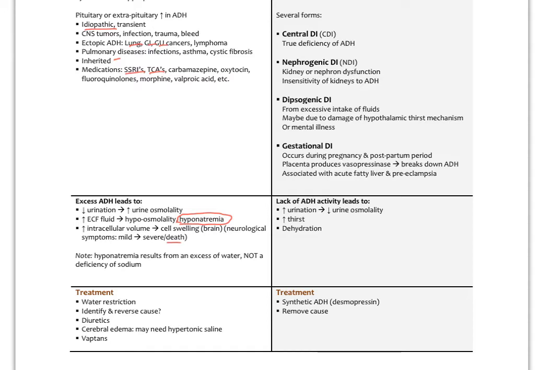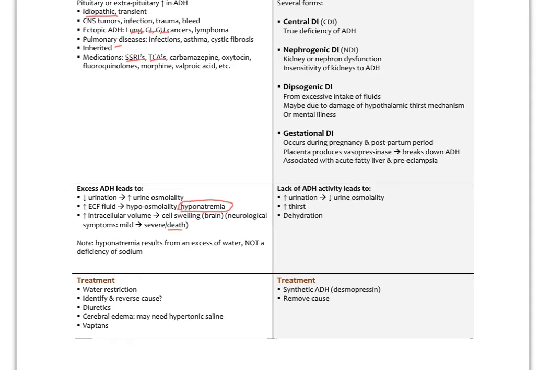The treatment for SIADH primarily is water restriction, so you don't let the patient drink. That's one condition where we don't want to encourage more fluids. So the treatment, again, is going to be water restriction. We're going to try to identify and reverse the causes, maybe give diuretics to push off some of that water, and then we might need to address the cerebral edema. That's going to be more emergency procedures, and I'll talk about what to do in those cases.